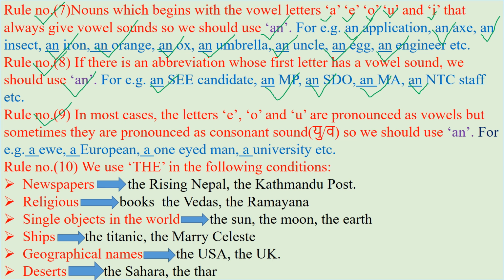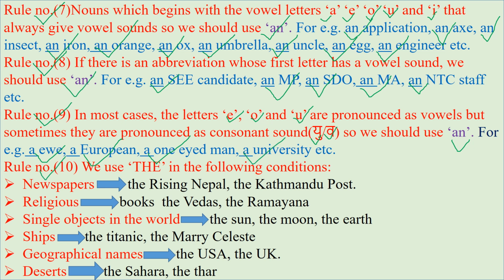Rule number 9. In most cases, the letters E, O and U are pronounced as vowels, but sometimes they are pronounced as consonants, like Y and W. So we should use a. For example: a U, a European, a one-eyed man, a university, etc.